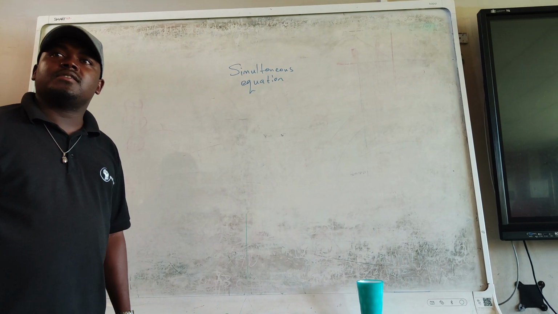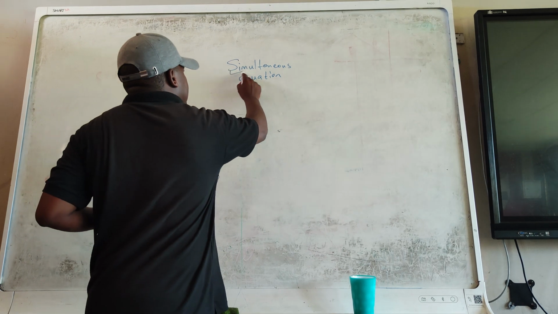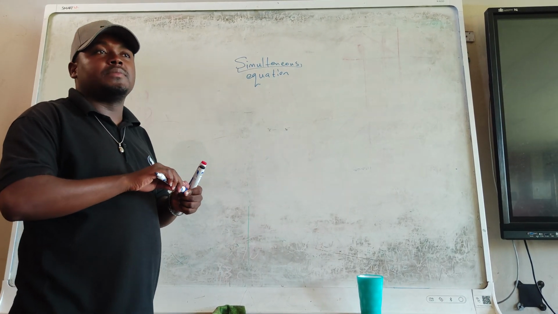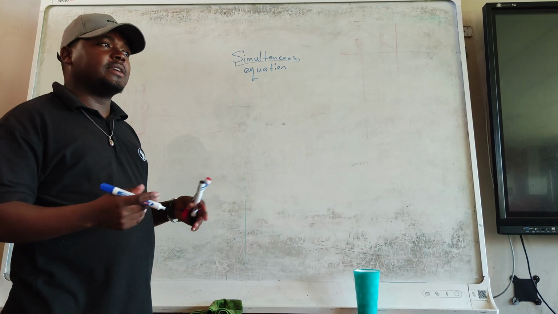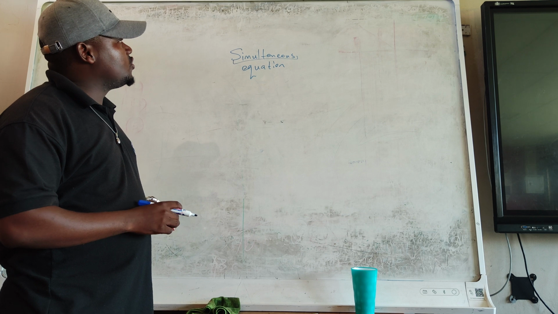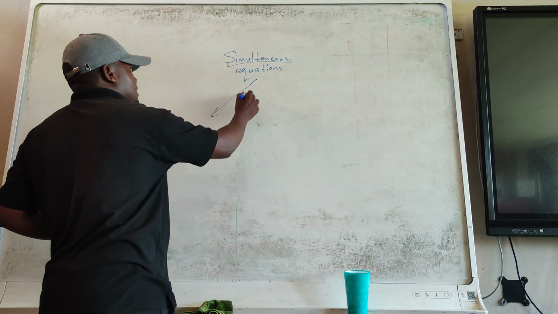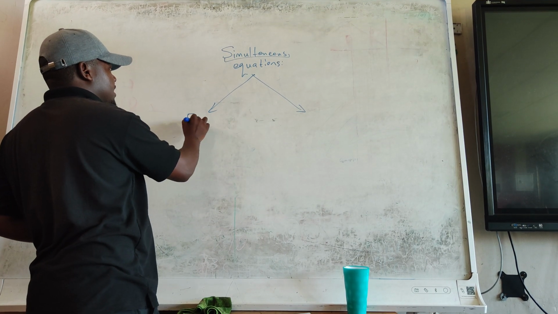It is simultaneous equations. The word simultaneous simply means to do more than one thing at the same time, for example, two things at the same time or three things at the same time. So when we say we are doing simultaneous equations, there are two methods. The first method, which I'm doing now, is called the elimination method.